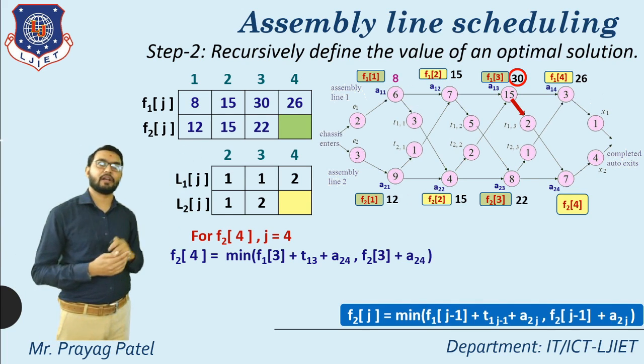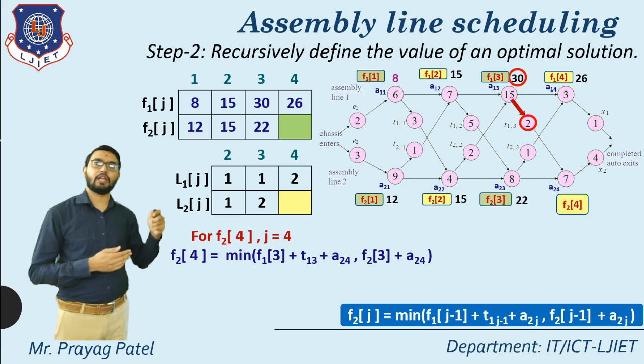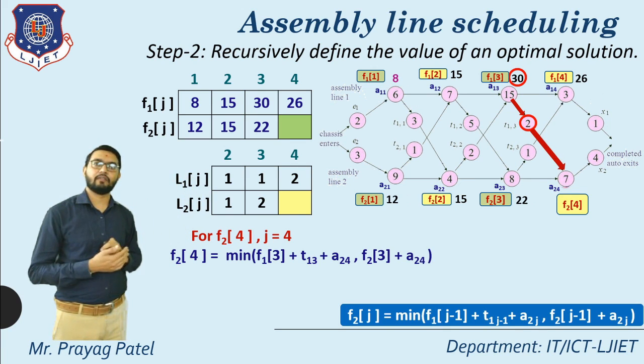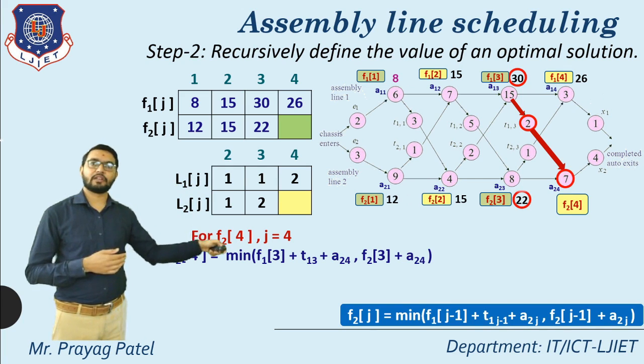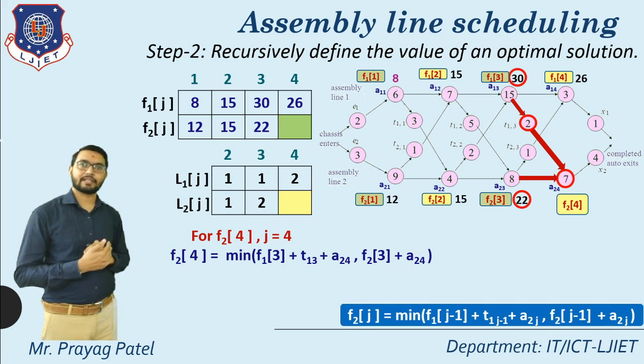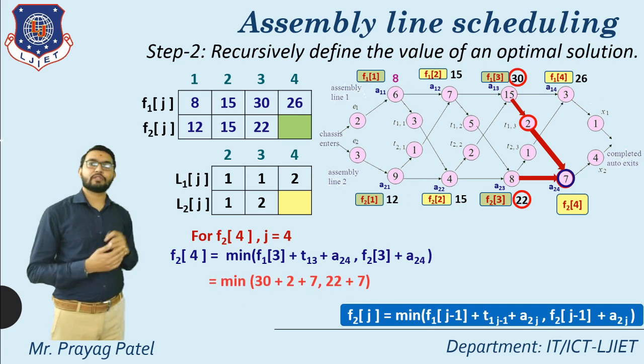You can see in this figure one by one step. First 30, then select the next option as a 2, then select this line and consider the value as a 7. Now the second path is from line 2, meaning consider the value as a 22, then consider this path and the value as 7. So out of these two, which one is minimum?